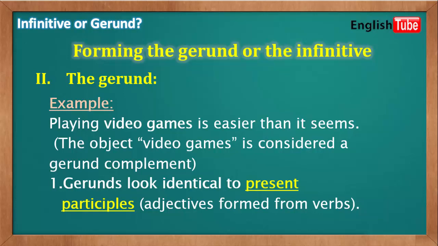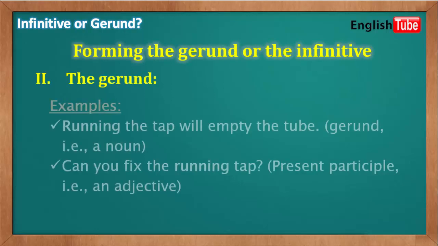Okay? Gerunds look identical to the present participle, right? Adjectives formed from verbs. This is what we call the present participle. Adjectives formed from verbs, like interest, interesting, amaze, amazing, right? Run, running, drink, drinking, and so on. The gerund here in this situation is identical to the present participle, right? Certain forms of adjectives anyway with ing at the end. So let's see some examples. Number one, running the tap.